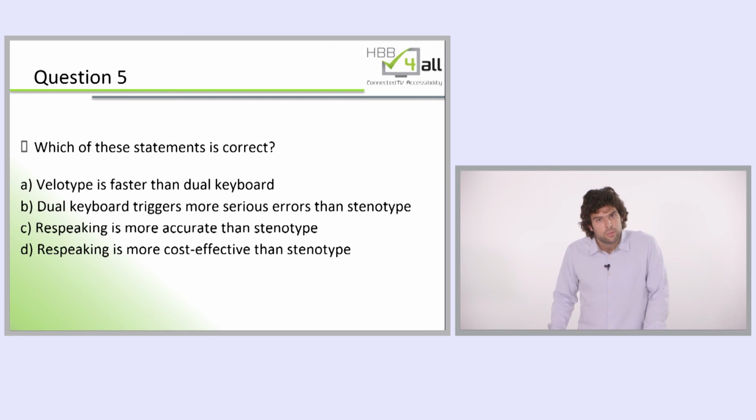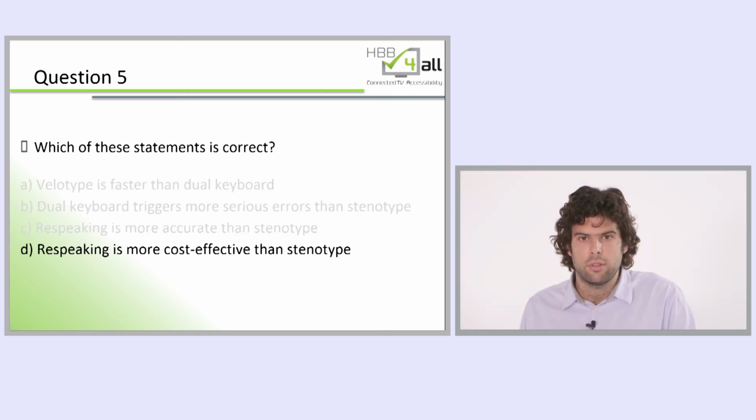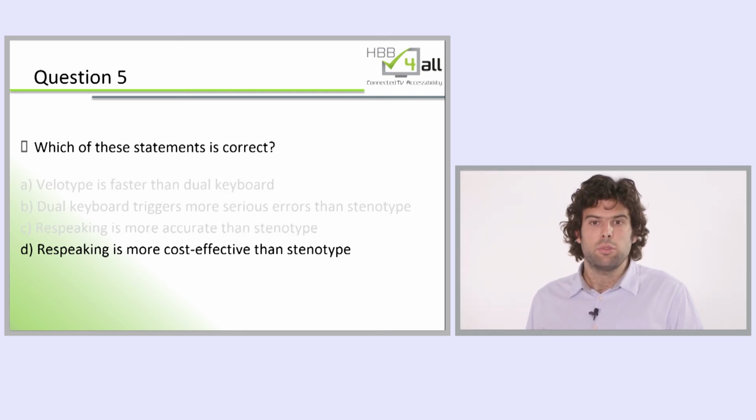Question 5 about live subtitling methods is as follows. Which of these statements is correct? Velotype is faster than dual keyboard. Dual keyboard triggers more serious errors than stenotype. Respeaking is more accurate than stenotype. Respeaking is more cost-effective than stenotype. The correct answer is respeaking is more cost-effective than stenotype.